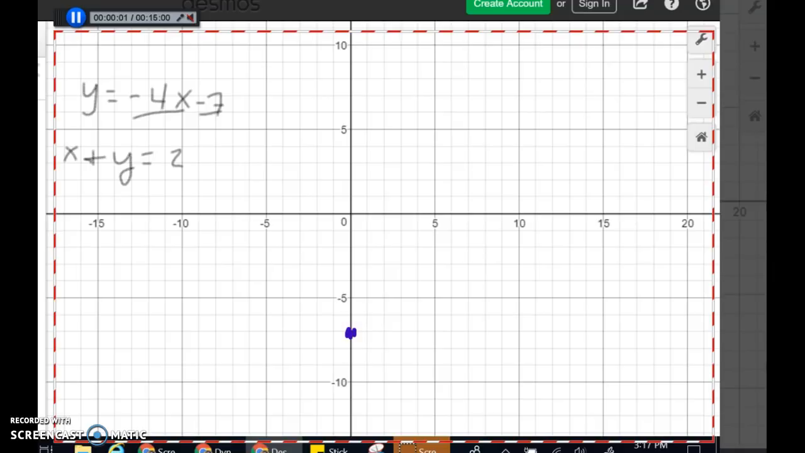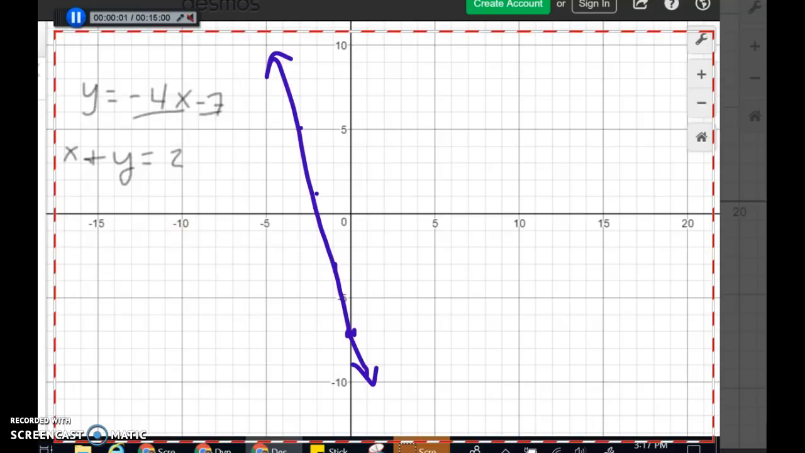And then the slope is negative 4x, so it's down 4, right 1. Or I can go up 4, left 1. So I'm going to go up 1, 2, 3, 4, left 1. There's another point. And 1, 2, 3, 4, there's another point. So our line here goes, it's not as perfect as it would like to be, but that's okay.